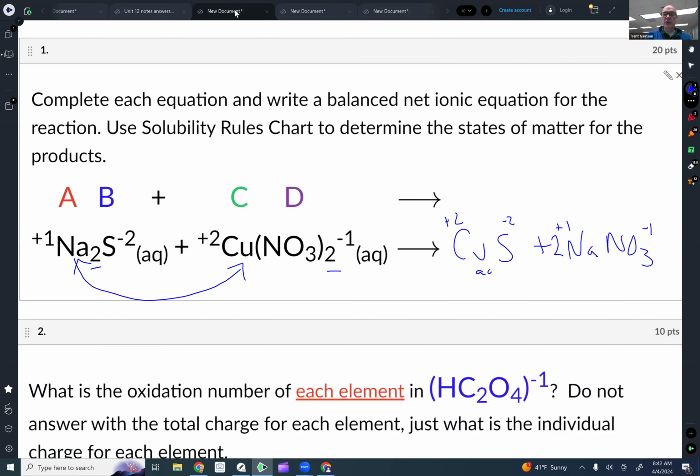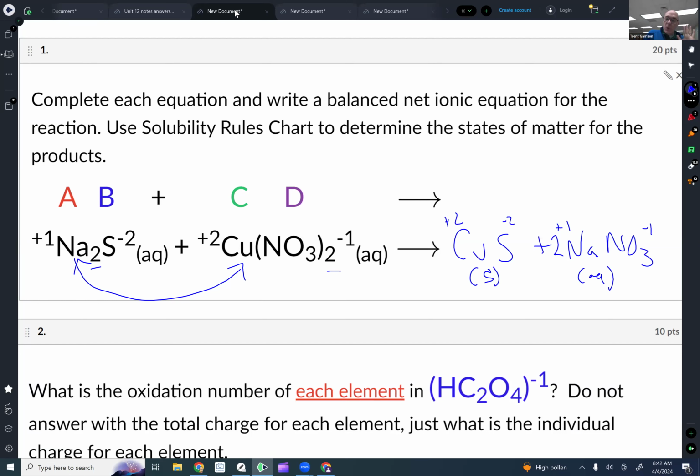So what we have here is that we have aqueous copper nitrate, we have solid copper sulfide, and we have aqueous sodium nitrate. Oh my gosh, I keep getting worse on the S. There we go. On the sodium nitrate.